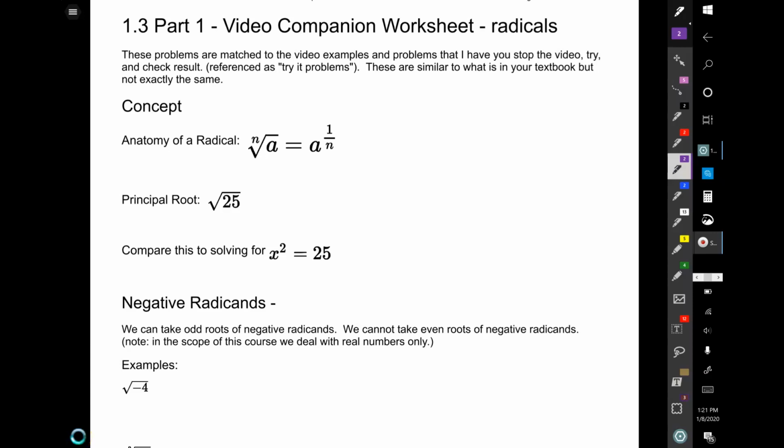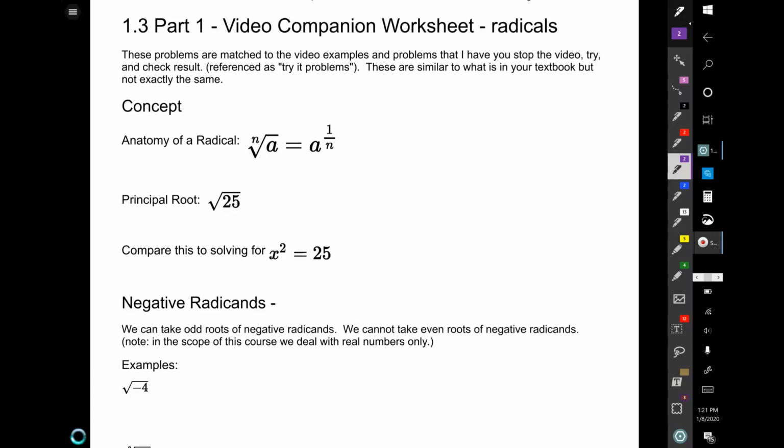In this video, we will look at section 1.3. I've split it up into a couple of different pieces. So part 1 is on just the basics of radicals and the concept. You can either just follow along here or print out the sheet that I posted.